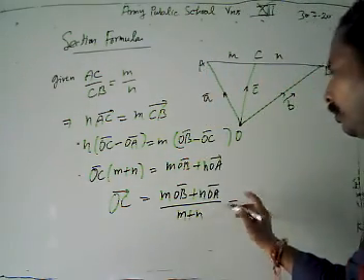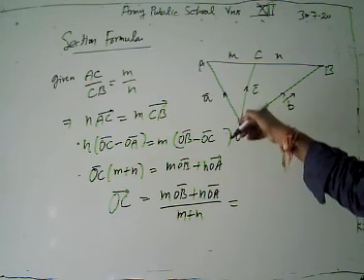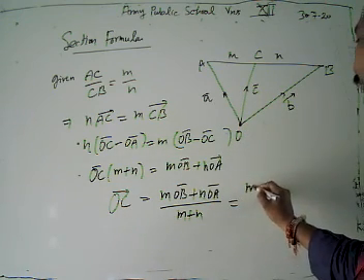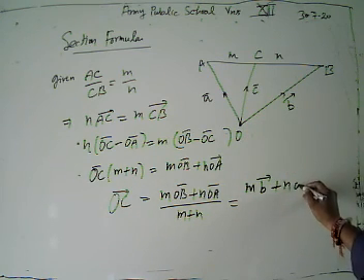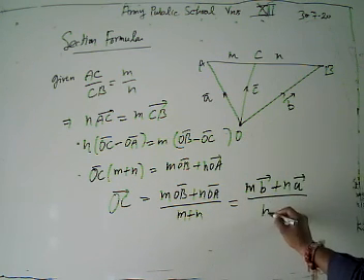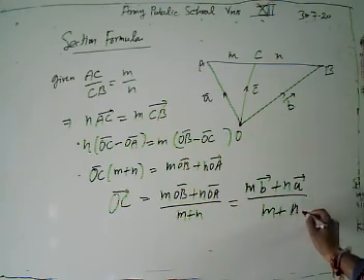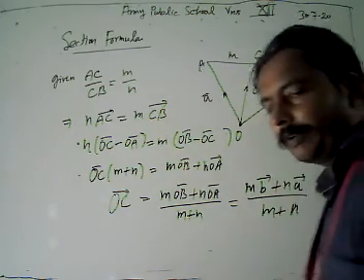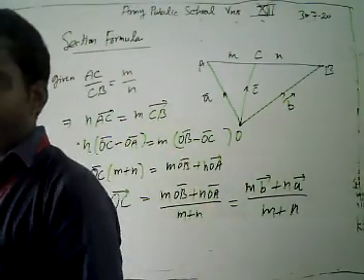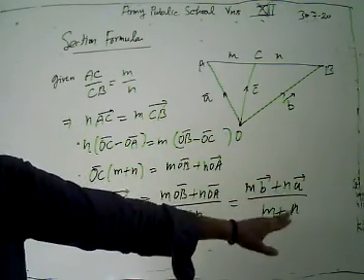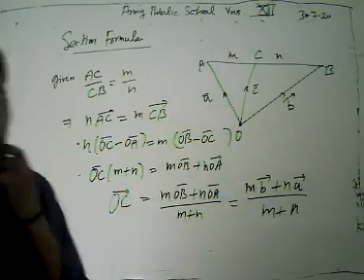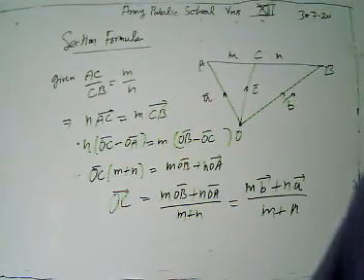Then what is OB? OB is vector B, and OA is vector A. So this is the position vector of point C. Now this is our vector section formula: (m times vector B plus n times vector A) upon (m plus n). This is our section formula.